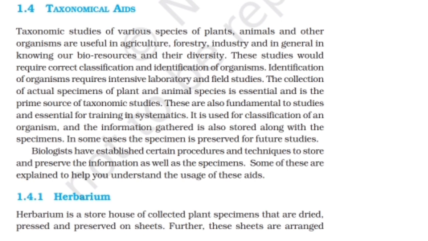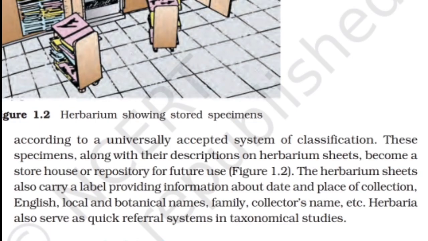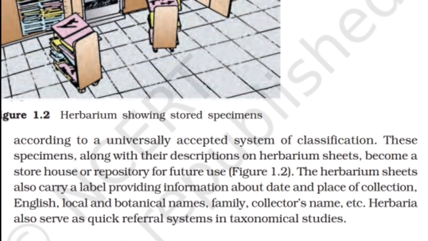1.4.1 Herbarium. Herbarium is a storehouse of collected plant specimens that are dried, pressed and preserved on sheets. Further, these sheets are arranged according to a universally accepted system of classification. These specimens along with their descriptions on herbarium sheets become a storehouse or repository for future use.